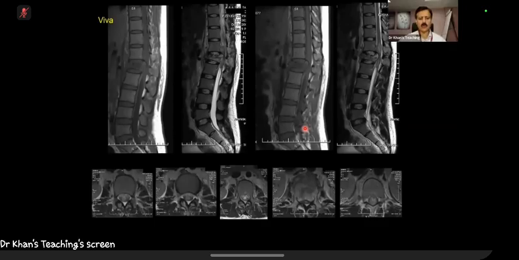Now I want you to describe the findings. This case is a trauma case. We know that there is a fracture there, and this is the fracture. This is a T1, this is a T2, and of course I've given you some axials also. What are the findings?